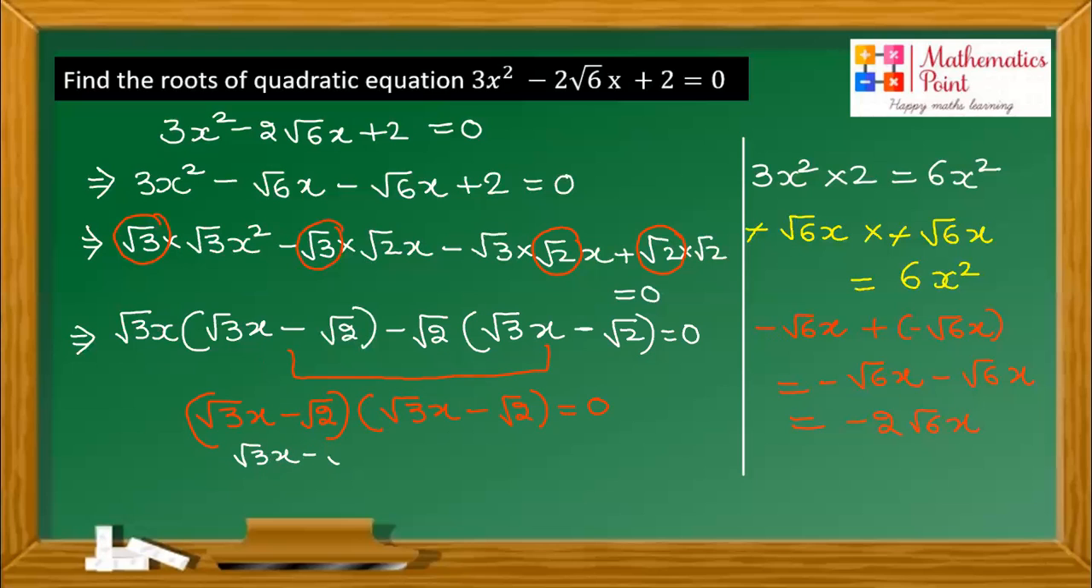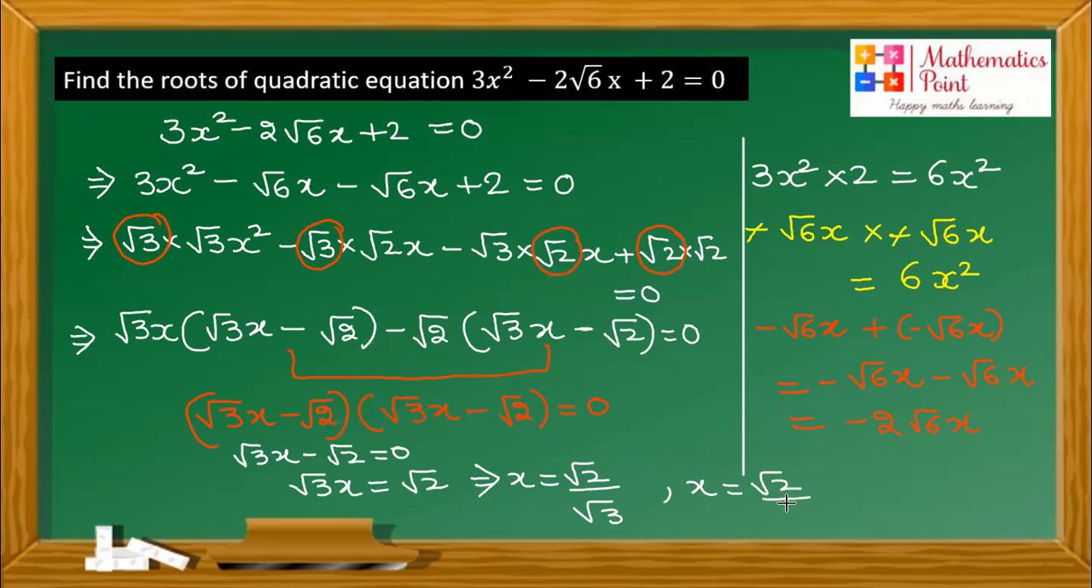So root 3x minus root 2 is equal to 0. So root 3x is equal to root 2. So what do we get? X will be equal to root 2 divided by root 3. And same we will get when we put the second term equal to 0. X will come out root 2 over root 3 from the second term as well.